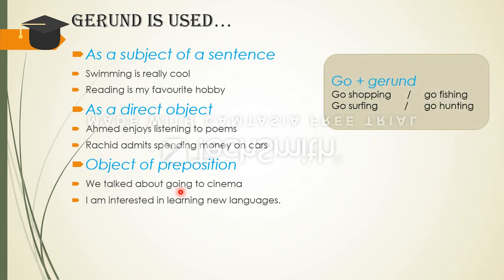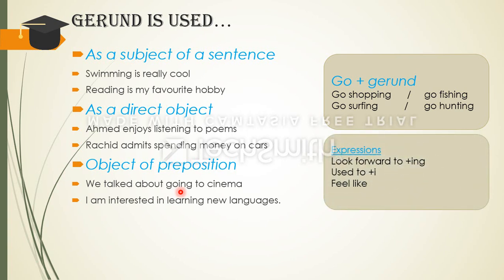Also, the gerund can be used after the verb go. For example, we say go shopping, go surfing, go fishing, go hunting. But this is just related to cases when we are speaking about fun activities, things that we do for fun. When I'm speaking about hobbies, for example, I say I go shopping every Thursday, and so on. So when I'm speaking about recreational activities, I can use go, and it is followed by a gerund.